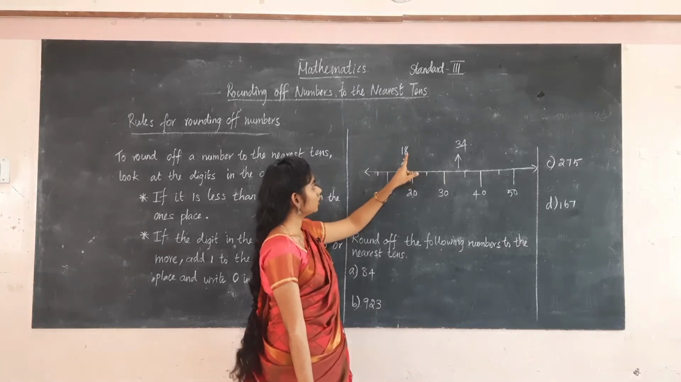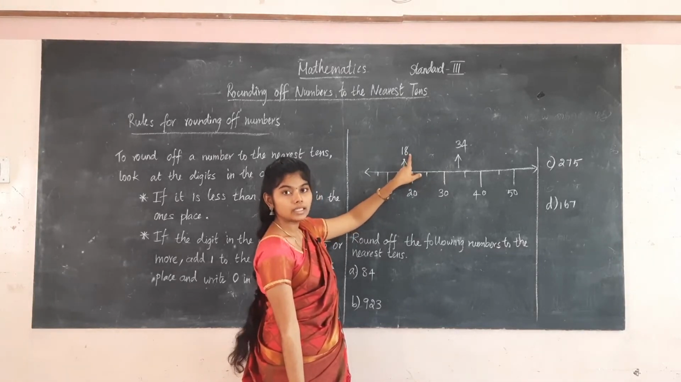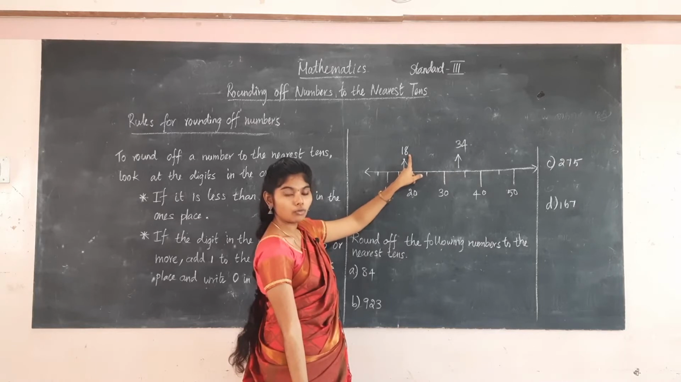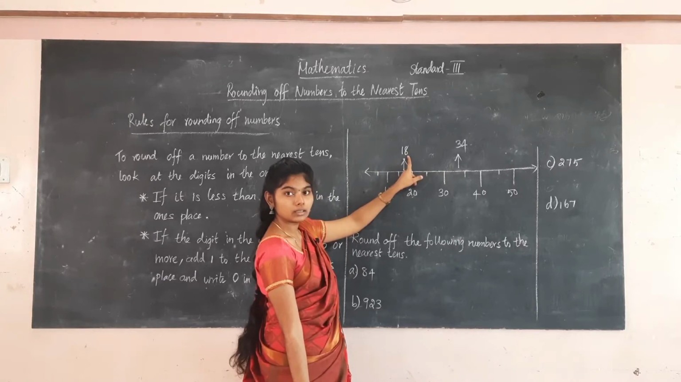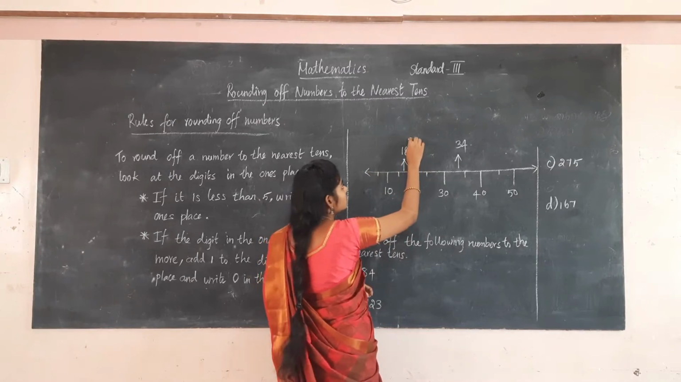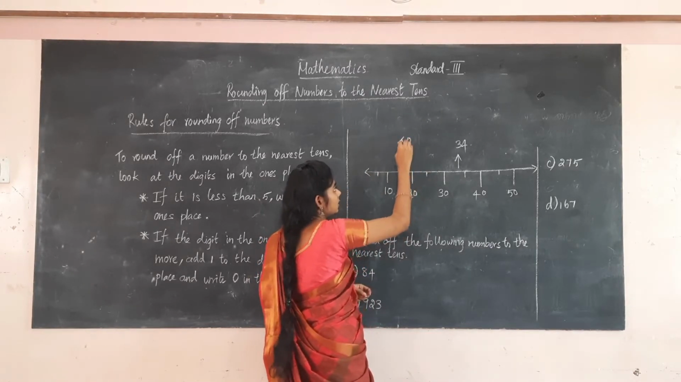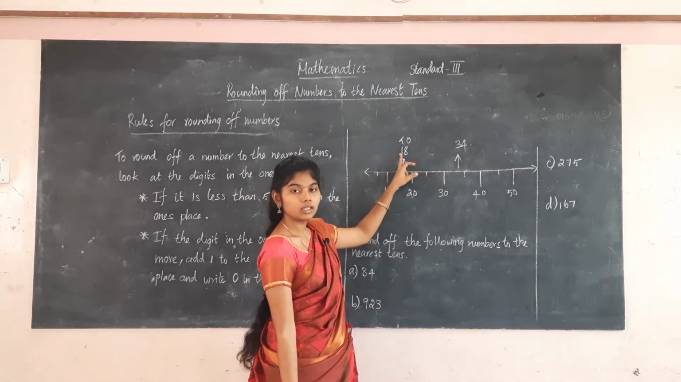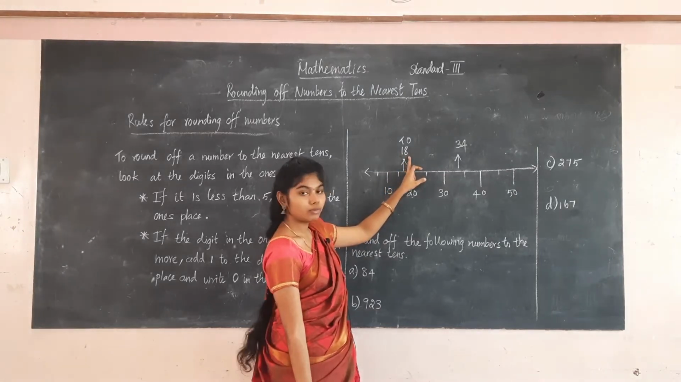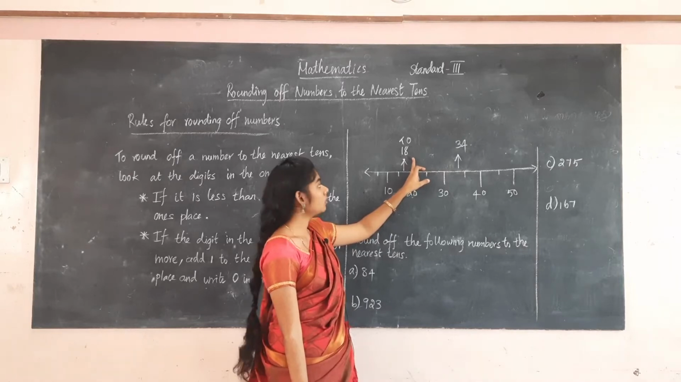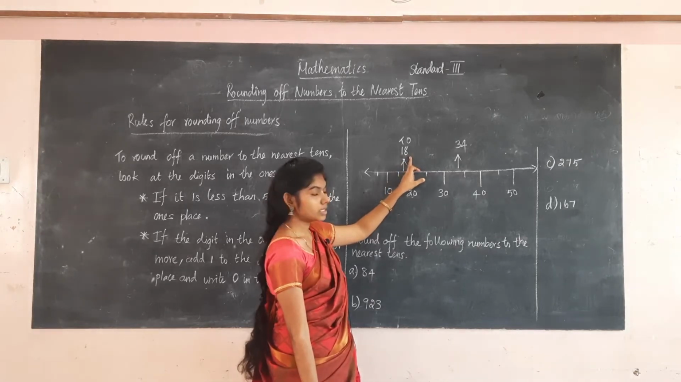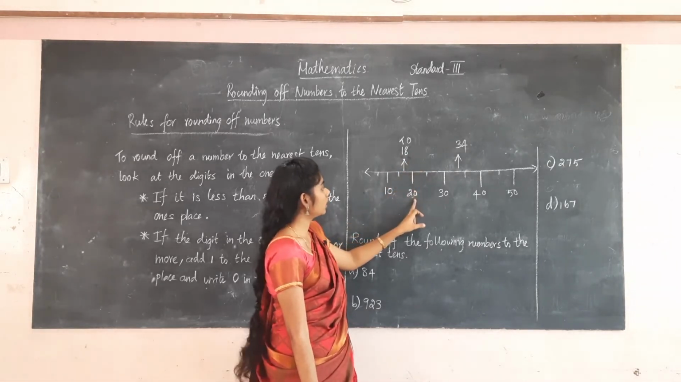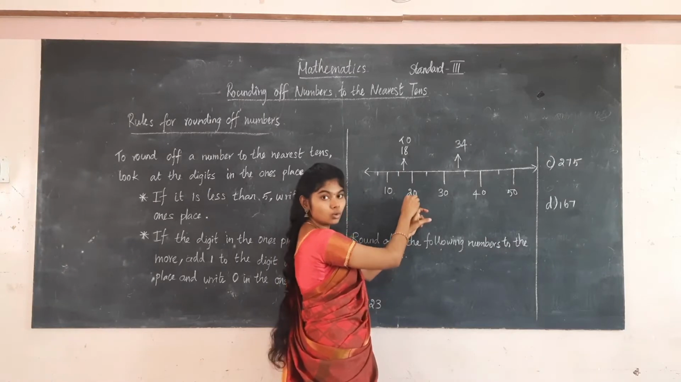First, we should look at the ones place. What is given here? 8 is given. Whether it is 5, below 5 or greater than 5, it is greater than 5. So what do we have to do? We have to add 1 in the tens place. This is ones and this is tens. We add 1 in the tens place, and in the ones place we give 0. So the tens digit becomes 2, and in the ones place we write 0. So the number is 20. So 18 is nearest to 20.